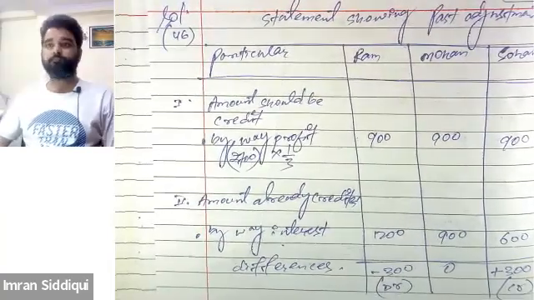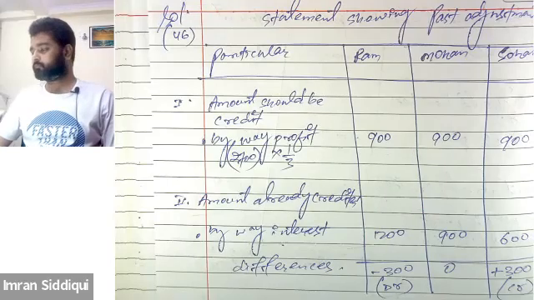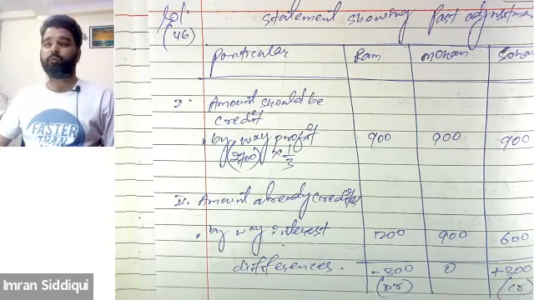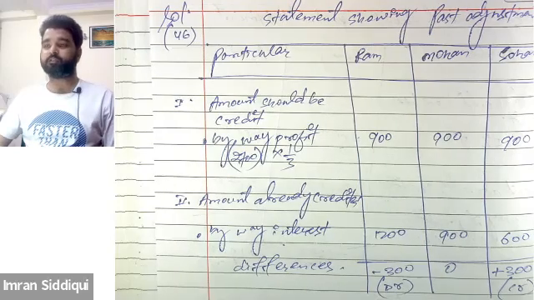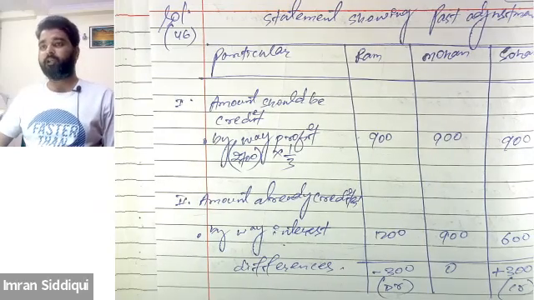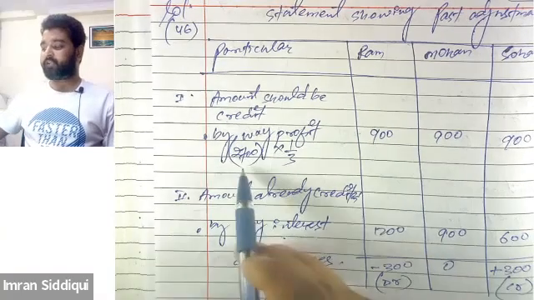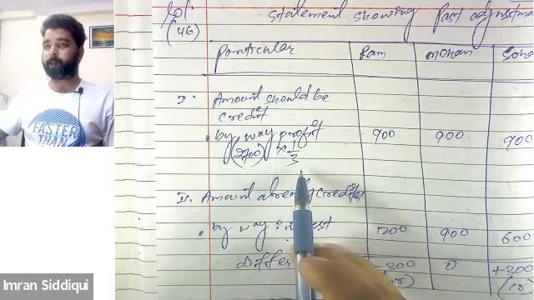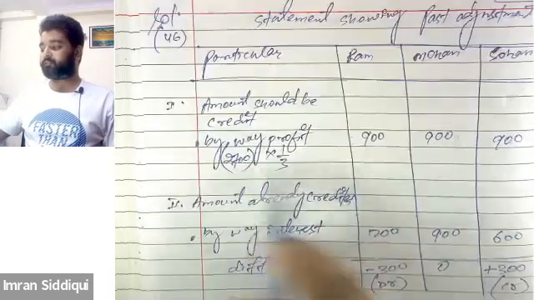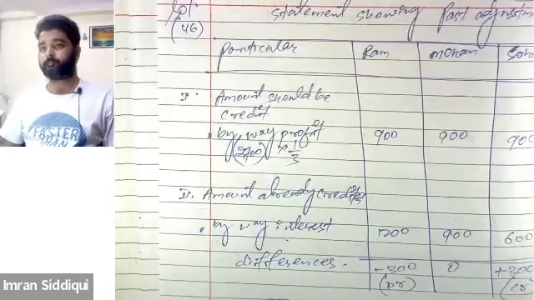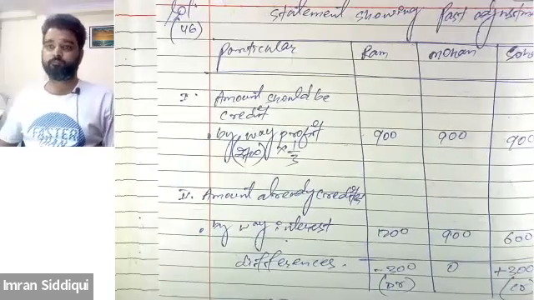Sir, why did you take 2700 multiplied by 1 by 3? Since they are equal partners, I have divided the entire amount equally among the three partners. There are three partners, right? And they are sharing the profits and losses equally. So 900 plus 900 plus 900, this way you will get 2700. Yes, okay.